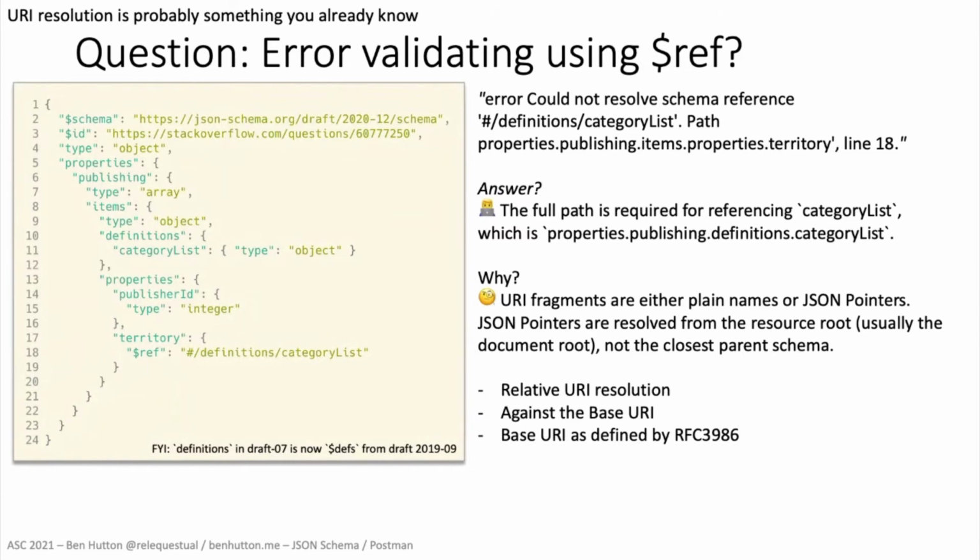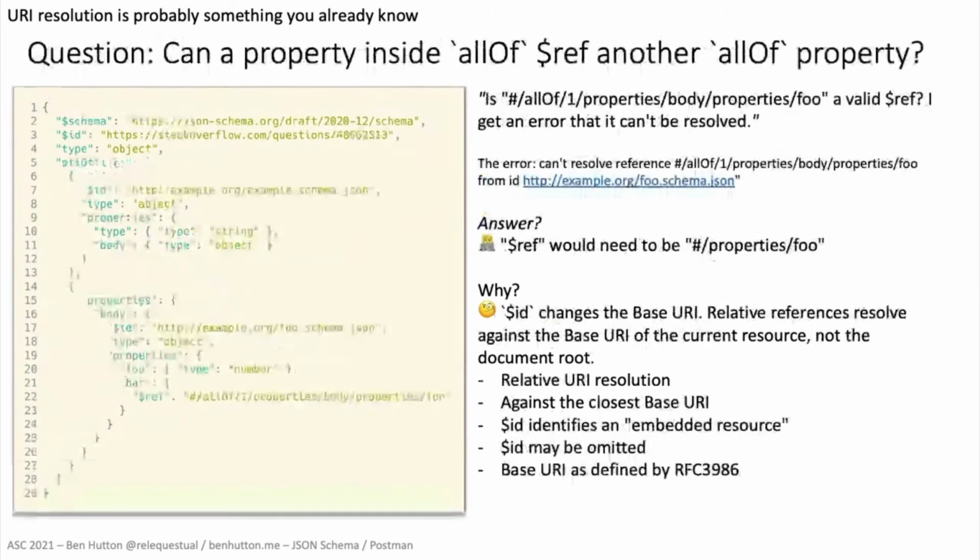Let's take a look at a similar but different question. Can a property inside allOf reference another allOf property? The error message is actually pretty good at indicating the problem here. As it says, it cannot resolve the reference against the ID or the base URI. Remember how earlier we talked about subschemas being everywhere? The object starting from line 16 is a subschema, but this time it has defined its own base URI using $id. The subschema starting at line 6 has done this too.